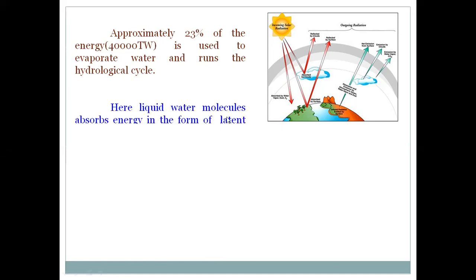Here, liquid water molecules absorb energy in the form of latent heat. Why is it using latent heat? Because the sun's energy is absorbed by the water and converted into vapor, so that the liquid state changes into the gaseous state. So it absorbs heat energy in the form of latent heat.